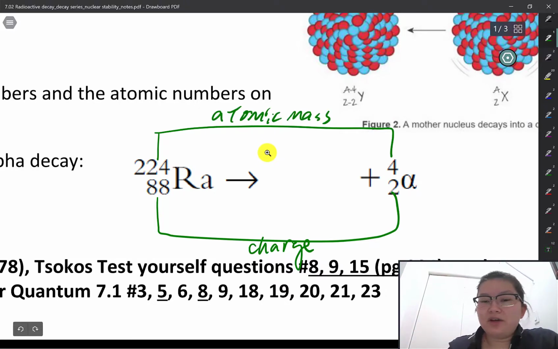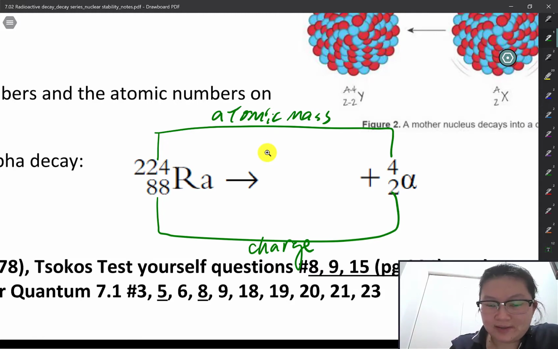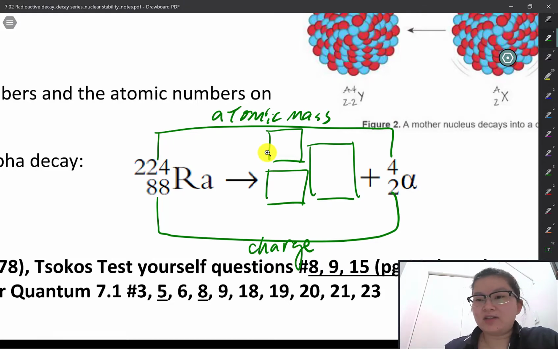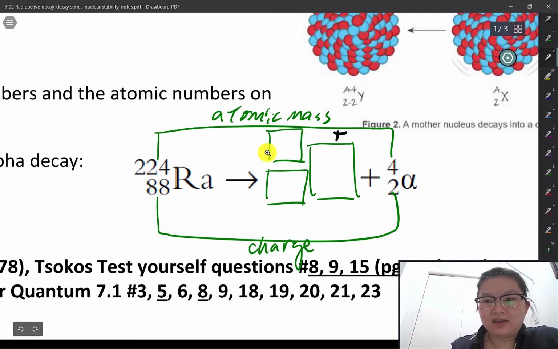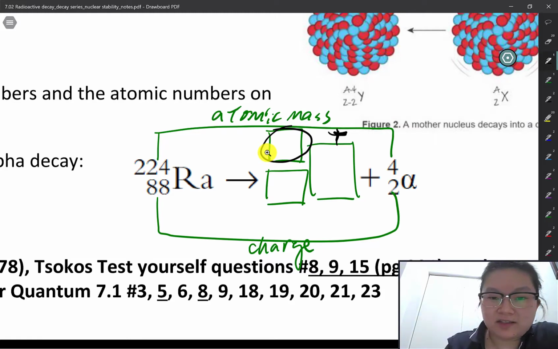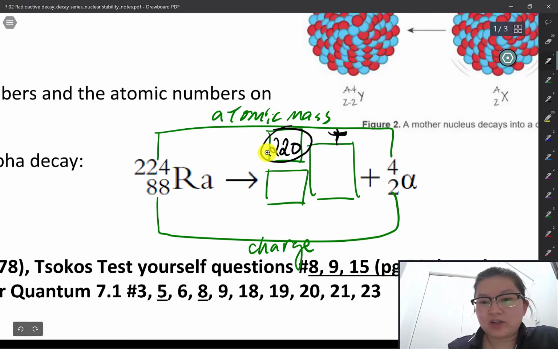So to figure out what you're missing, think of it as filling these boxes up. You're going to have to fill the element. We can do that later. But we have to fill in the box up there, as well as this box down here. The box at the top is the atomic mass, and we know that has to be the same, meaning that 4 plus something here is going to give us 224. And the one number that comes to mind here is 220. 220 plus 4 is going to give us 224. So that's the first number that we can deal with.